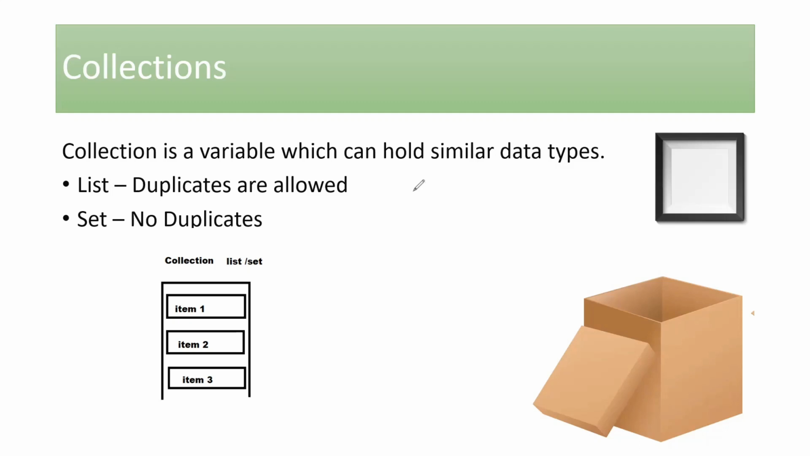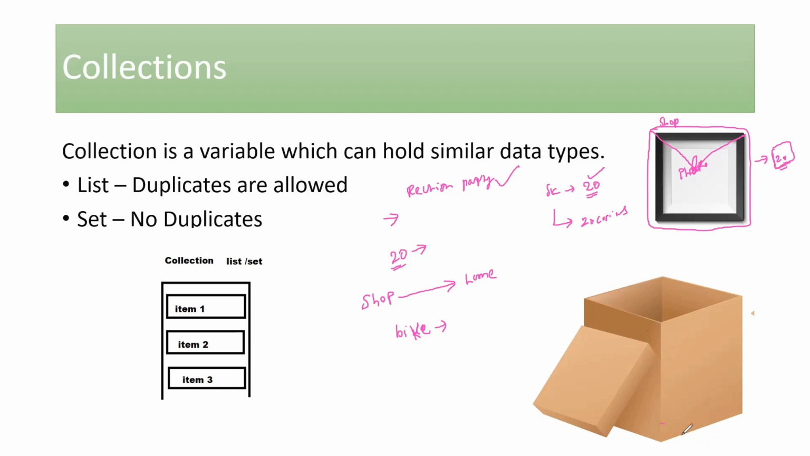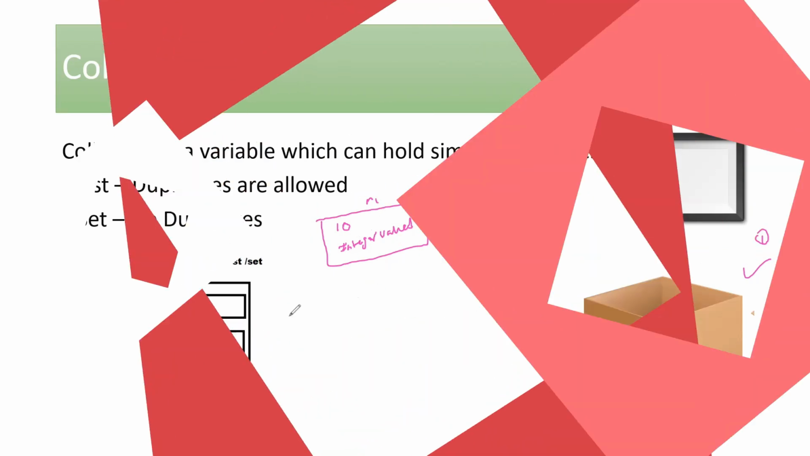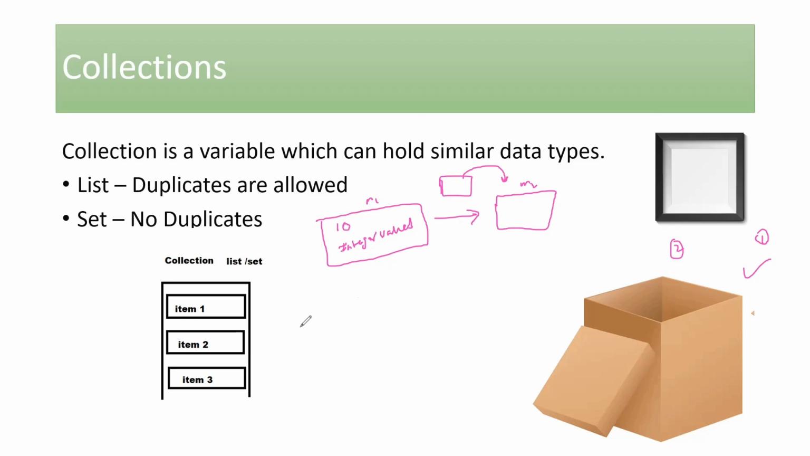Now let's say I wanted to throw a reunion party to my friends. Now what did the shopkeeper do? Shopkeeper started stacking one photo frame on top of the other, right? So if I want to move these 10 integer values from one method to another method, it would be easier for me to do it via a collection. Whenever you need to think in terms of collections, think of a cardboard box in which we are adding items.